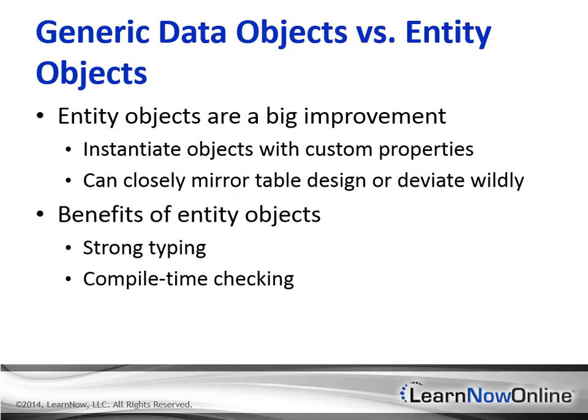Now, related to strong typing is compile time checking. The generic data objects mostly return data as objects, so your application code has to manage conversion and you have to make sure it's right. With entity objects, the compiler can take care of this task for you, dramatically reducing the potential for runtime bugs.